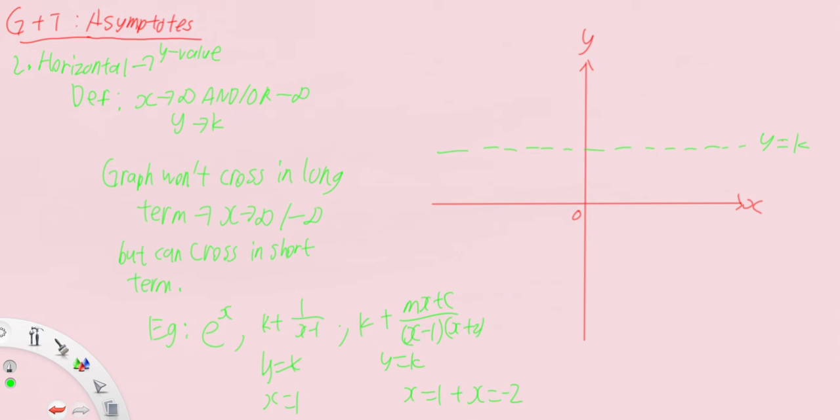Alright, so why is there a horizontal asymptote for both of these graphs? Because as x approaches infinity or negative infinity, it will be 1 over a very large number. 1 over a very large number is simply a very small number. Same thing for k plus mx plus c over x minus 1 times x plus 2. Same idea, as x approaches infinity or negative infinity, your denominator will be very large compared to the numerator. And as such, your fraction will approach 0.